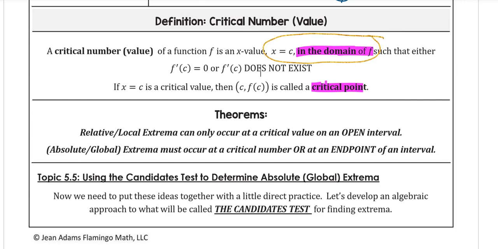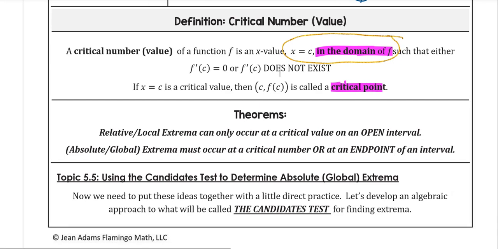Okay, so going along with what we said for our extreme values, or our absolute mins and maxes, relative and local extrema can occur only at a critical value on an open interval. The absolute or global extrema must occur at a critical number or at an endpoint, okay? Because remember, we're looking at sign changes and differentiability, so we don't include endpoints. So that's why critical numbers have to be on an open interval. But if we're just looking for absolute extrema, they can be at the endpoints.